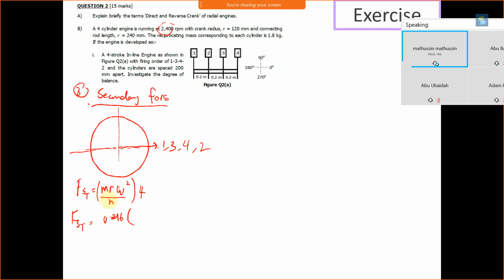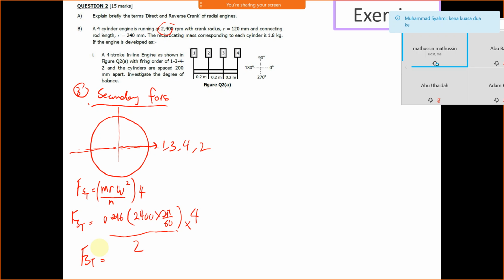Bahagi n lah. N kita 2. 2400 darab dengan 2 pi over 60, bahagi dengan n kita 2 kan. So darab dengan 4. Okay. So what is our FST? Secondary total. Cuba kira berapa? Berapa jawapan dia?